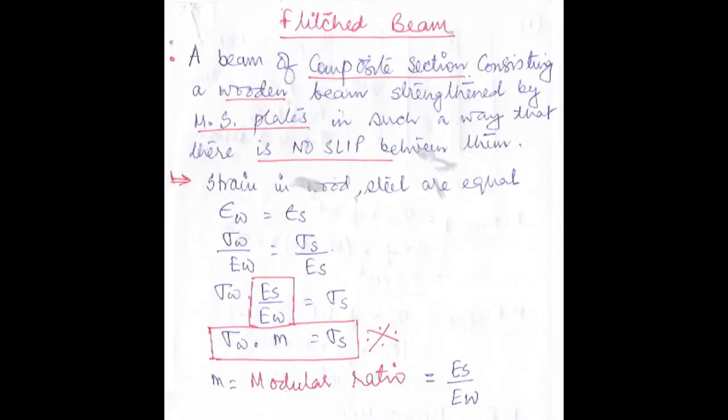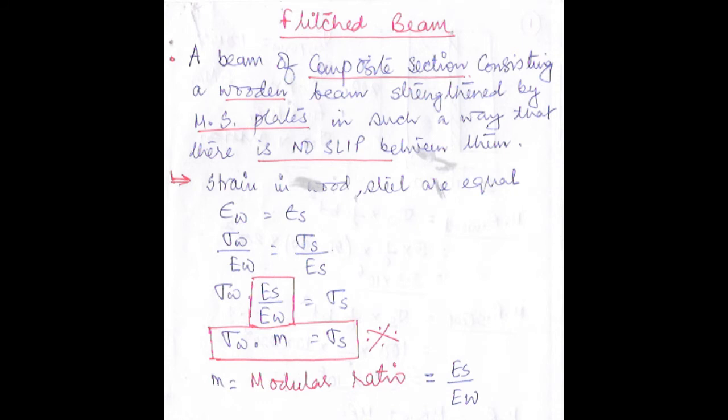Good morning friends, today I am going to teach you about flitched beam. What is a flitched beam? A flitched beam is a beam of composite section consisting of a wooden or timber beam strengthened by mild steel plates in such a way that there is no slip between them.